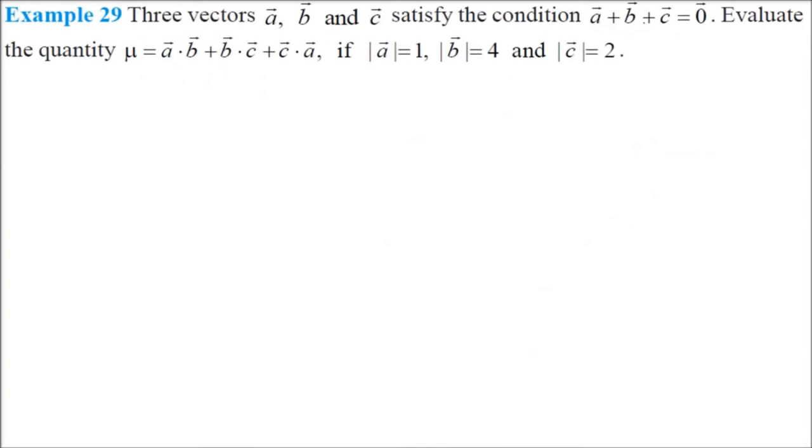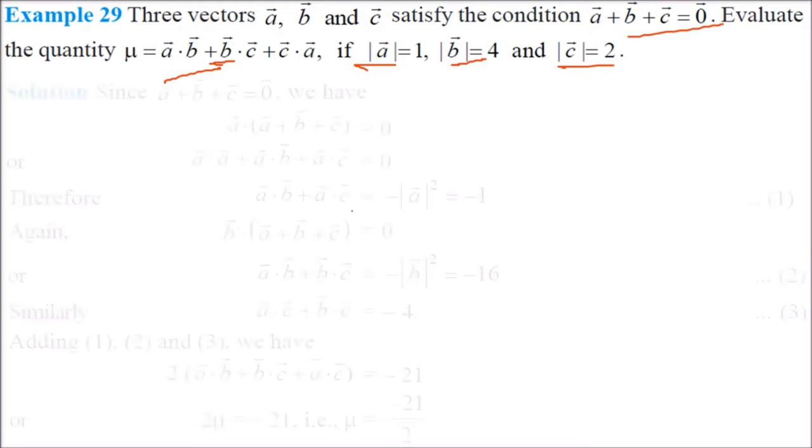3 vectors A, B, C satisfy the condition A plus B plus C equals 0. Evaluate the quantity mu, which is A dot B plus B dot C plus C dot A, and the magnitudes of A, B, C are already given.